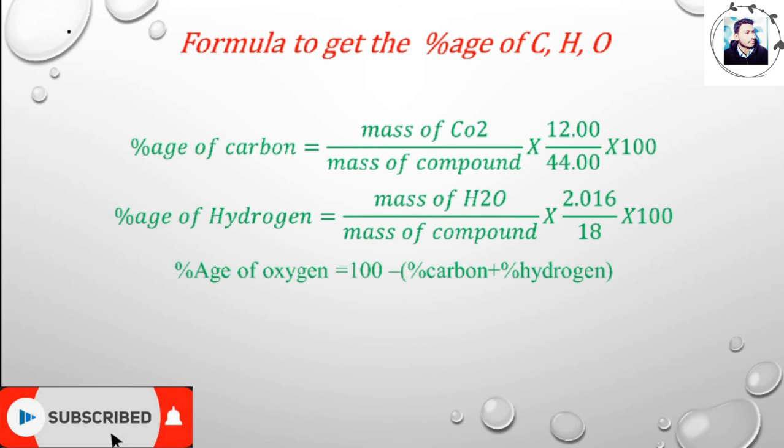And here is the simplest formula to extract the empirical formula by using combustion analysis. First, we extract the percentage of carbon by using the mass of carbon dioxide divided by the mass of compound, multiplied by the atomic mass of carbon divided by the molecular mass of carbon dioxide, multiplied by 100. Similarly, we apply the same formula to extract the percentage of hydrogen. When we extract the percentage of carbon and hydrogen, we add both values and subtract from 100, then we get the percentage of oxygen.